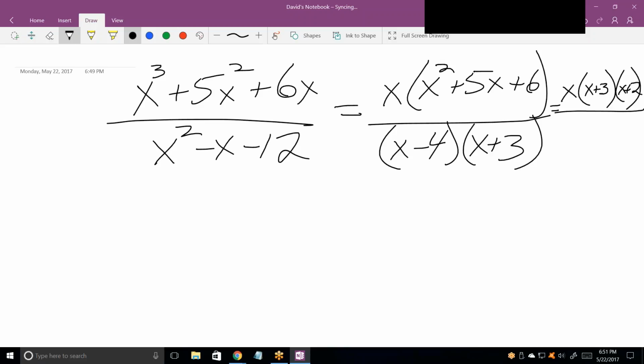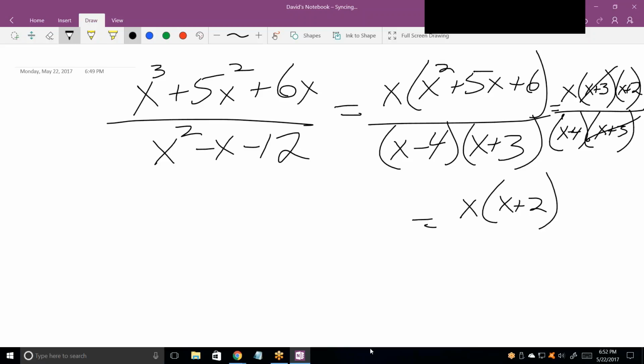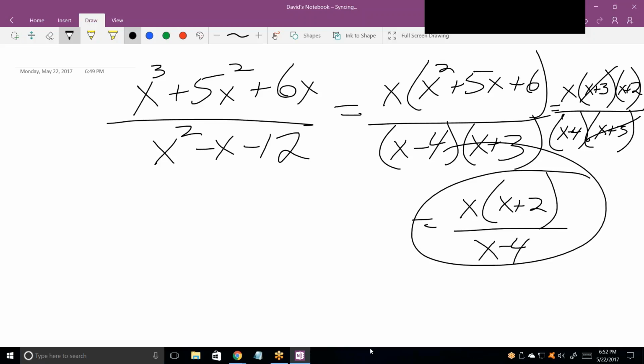Right. Now I put my denominator under there and you can see what can be canceled. Which means my final answer is x times (x plus 2) all over x minus 4. Cannot do anything more with that. Okay? There's actually more to do with that, but I doubt that you'll ever see it. And that's not the exact answer.